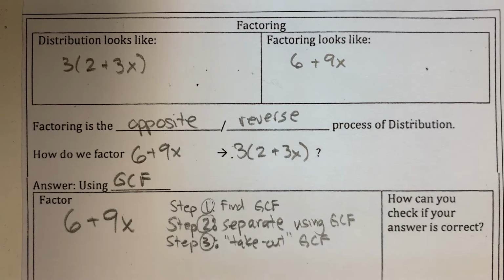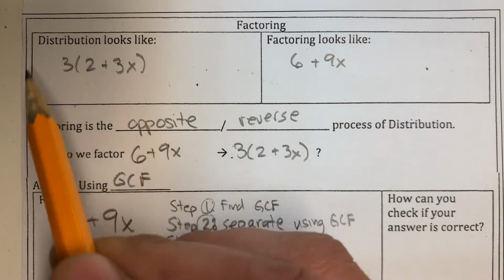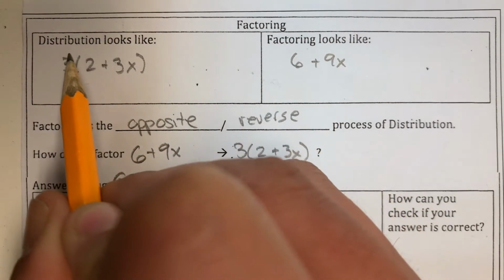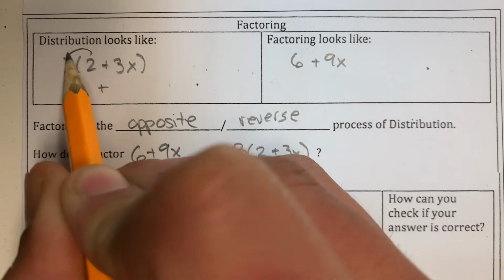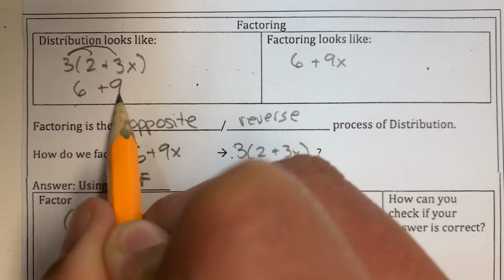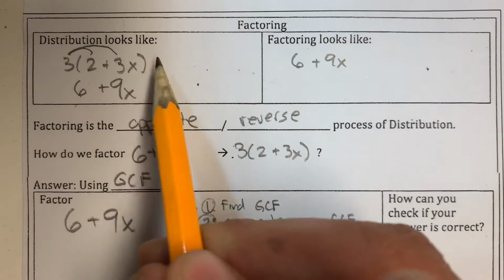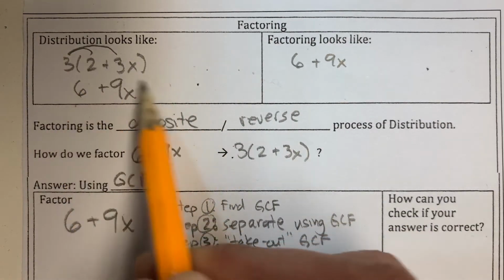Next, we are going over factoring. In order to know what factoring is, we need to remember what distribution looks like. Distribution starts like this, and then we end up multiplying. 3 times 2, that gives us 6. And then we multiply the 3 with the 3x, and that gives us 9x. So in distribution, we start with this, we end with this.